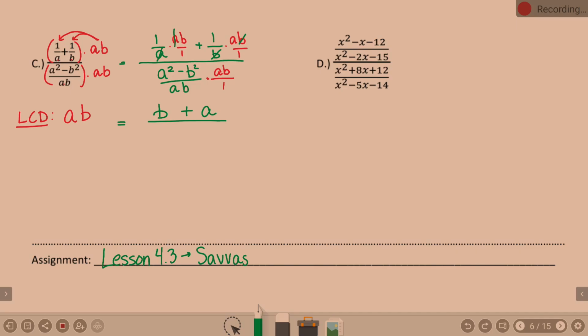Denominator. A squared minus B squared over AB times AB over 1. What cancels? A and B cancel, yes? So AB cancels with AB. What remains? A squared minus B squared. Okay, again, it looks 100% better. We no longer have fractions within fractions.